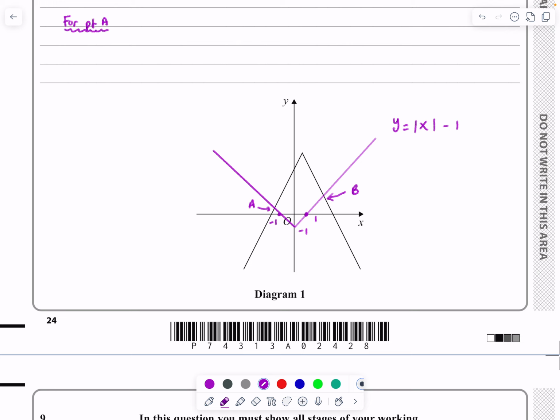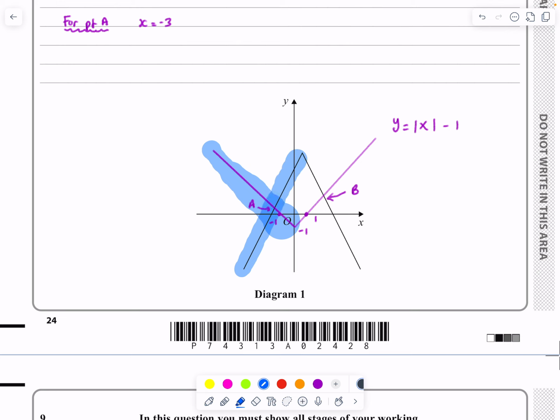For point A, we know that x is equal to minus 3, because it's on this side of the graph here, so I can see that x is equal to minus 3 there. But what I can actually do is think about what the two graphs look like, and I can see this one has a negative gradient, whereas this one has a positive gradient.